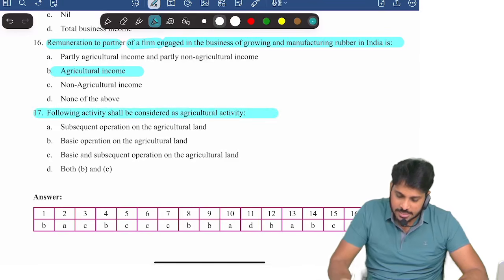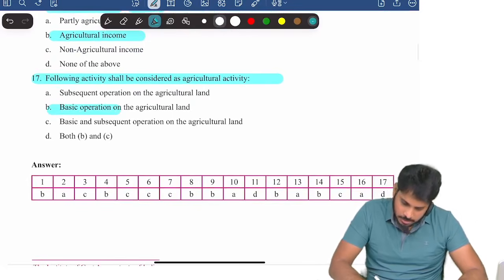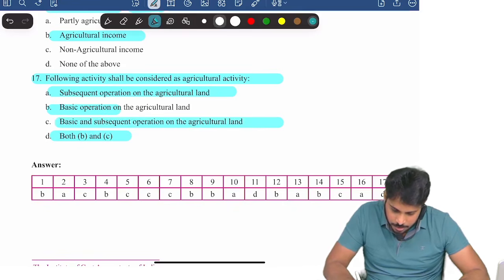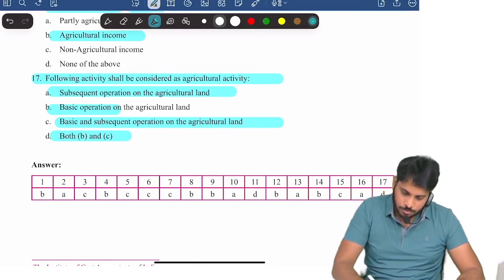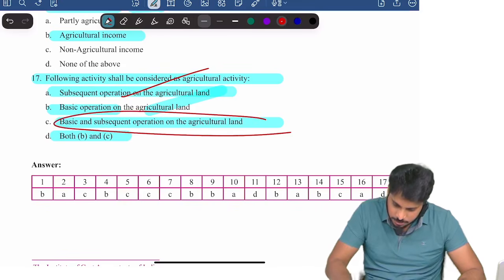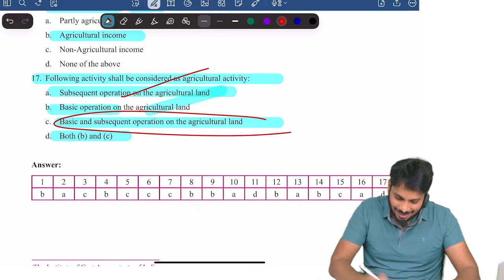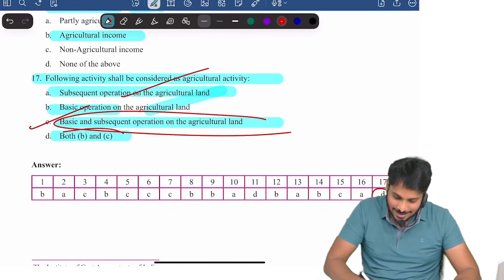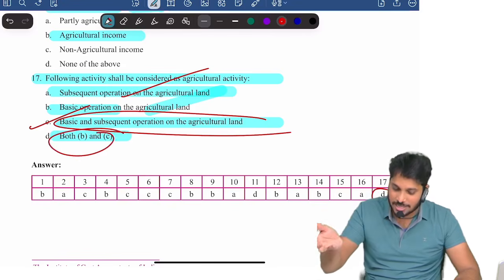Following activity shall be considered as agriculture: basic operation, subsequent operation. Both basic and subsequent operation. Basic operation is agriculture income. Subsequent operation is agriculture. Basic and subsequent operation is agriculture, and both B and C. Arey, all are correct only. I will go with C. Oh, they gave D, yeah. Both B and C, they said basic operation agriculture and basic and subsequent.